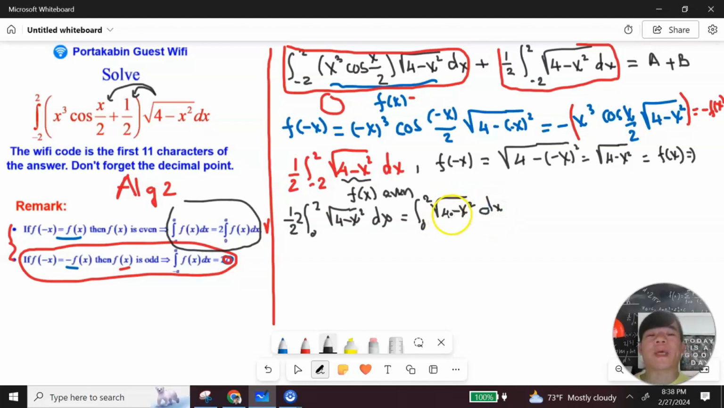So you have 4 minus s squared. Now, I use substitution. So I let s equal sine t. Okay, I let s equal sine t.